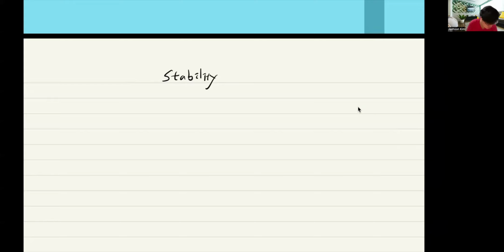Now we want to talk about something called stability. So far we have studied the extremal number of certain graphs. And so far we showed results about Turan density and extremal number of certain bipartite graphs. All of them just give some asymptotic estimate on the extremal number.